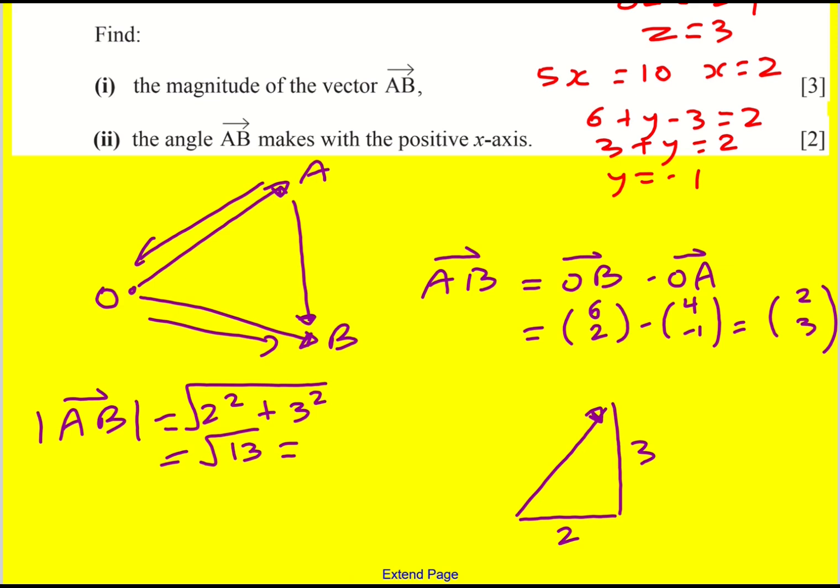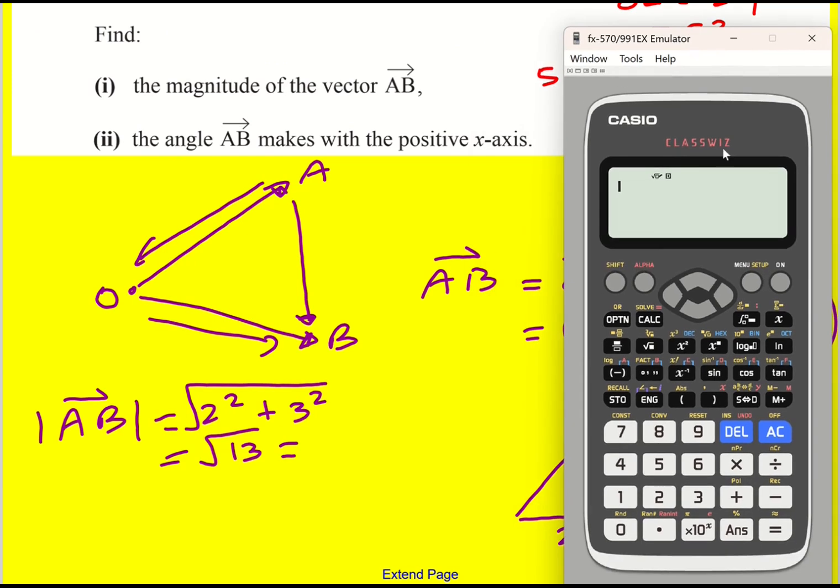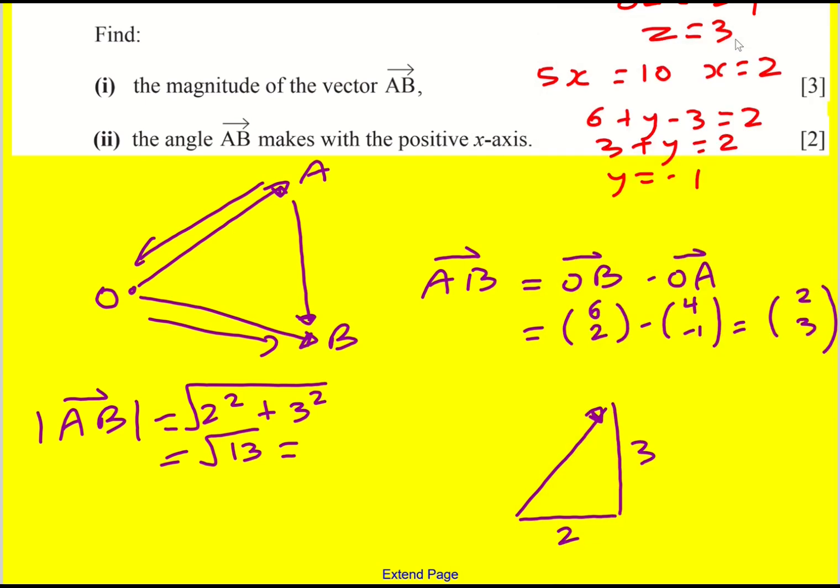I'm also going to write it to 3 significant figures, so sometimes I see in the mark schemes, it does things like that. Because then I got it exact and 3.61.